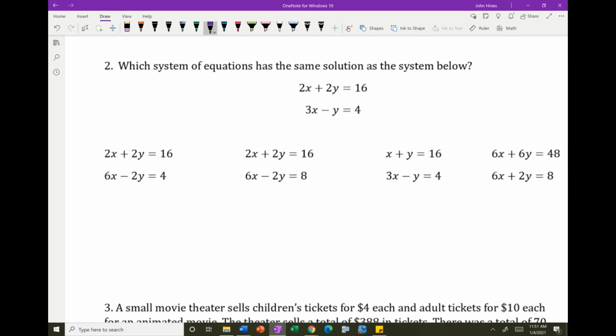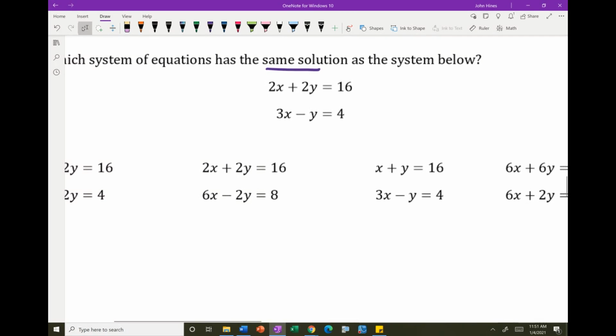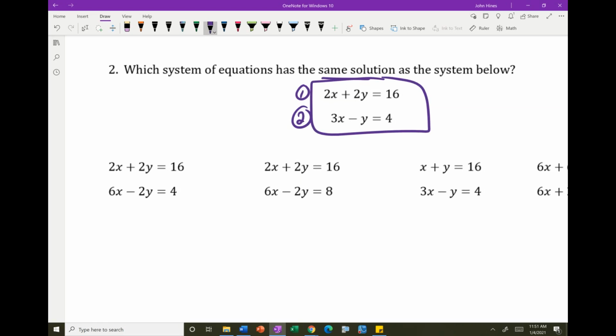So which system of equations has the same solution as the system below? As a multiple choice question, I might ask you something like this. Now, I don't want you to solve all of these because that's insane. I want you to use your eyes and look. Here's equation 1 and equation 2. Let's look at this new system here.